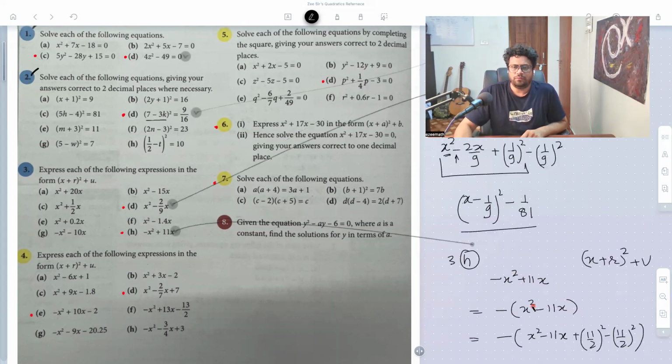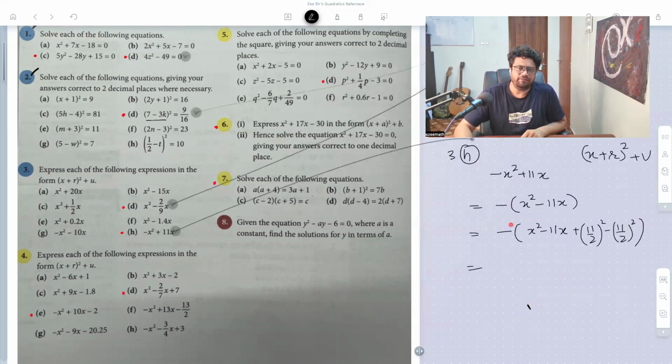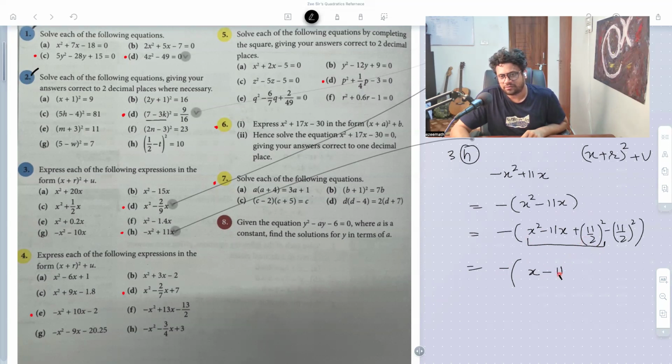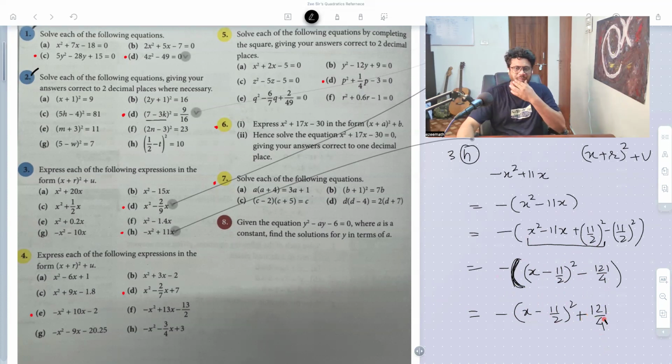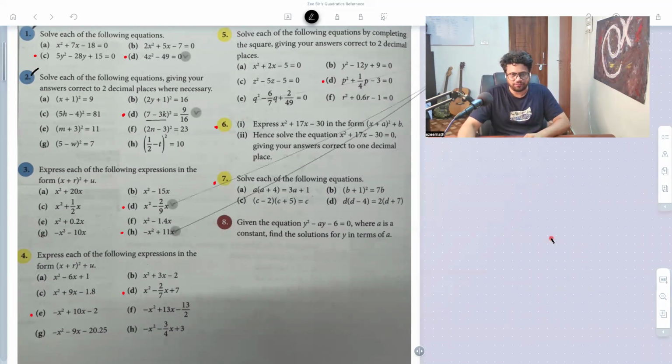And now, like it was in the previous one, these three will reduce to a perfect square. X, because there's a minus here, we've put a minus here also, 11 by 2 whole square minus a 121 by 4. Now that's a negative x minus 11 by 2 whole square. Open up this bracket, minus x minus 11 by 2 whole square, plus this negative, that negative, plus 121 by 4. That's your answer. That's 3-part H for you.